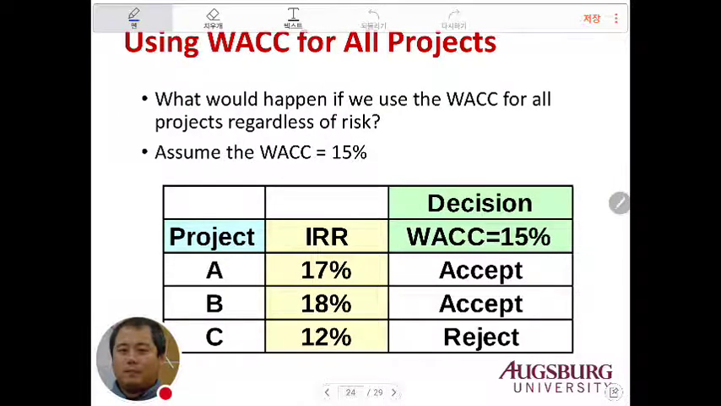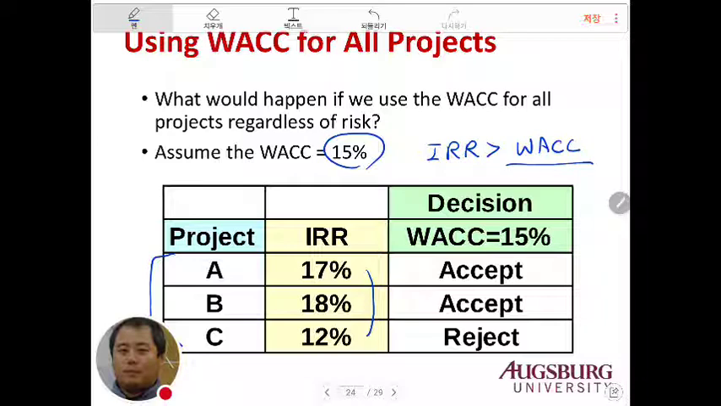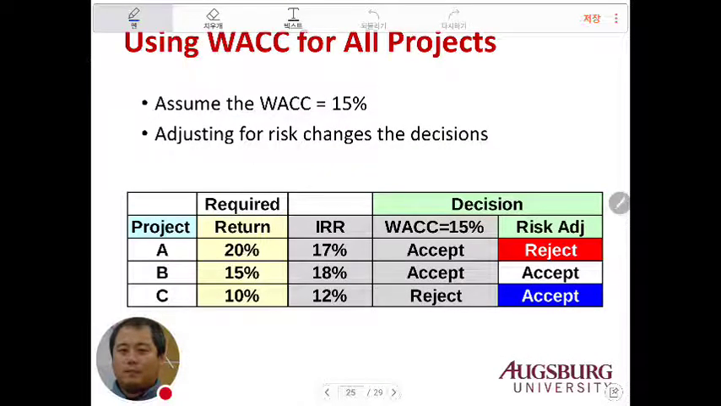So for example, assuming that our WACC is 15% and there are 3 projects, A, B, and C, with different IRRs, we accept the project if IRR is greater than R, which is WACC, right? Because that's the discount rate we use. Now A 17, B 18, C 12, so we accept A and B and reject C from the decision rule. The problem is when we use this WACC as a discount rate, required return, it means that the risk level for these three projects is very close to the average risk level of the firm. Now, if it is not true, then see what happens.